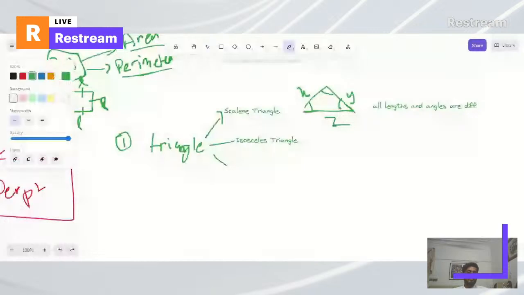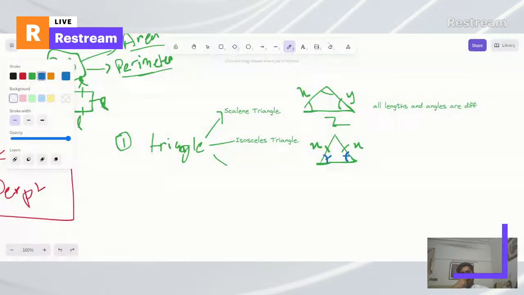Okay. So an isosceles triangle is a triangle where any two sides are equal. Let's say that these two sides are equal. This means if this length is x, then this length is going to be x as well. Similarly, these two angles are going to be the same as well. So the angles opposite the equal sides are going to be equal as well, right? So this is the property of an isosceles triangle.